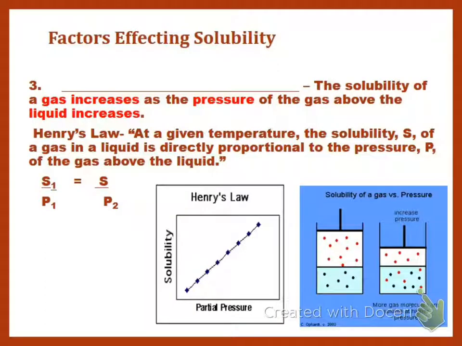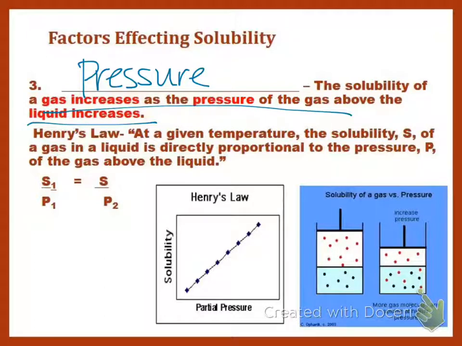And then pressure. And pressure only affects gases in liquids. Okay? Because kids will miss that on the test. It only affects gases in liquids. And you do not have to do calculations with Henry's law, but you do have to know that they are directly proportional to the pressure above the liquid of the gas. So the more pressure above the liquid, the more gas that goes into the liquid. So, example, when you open a Coke, what sound does it make?